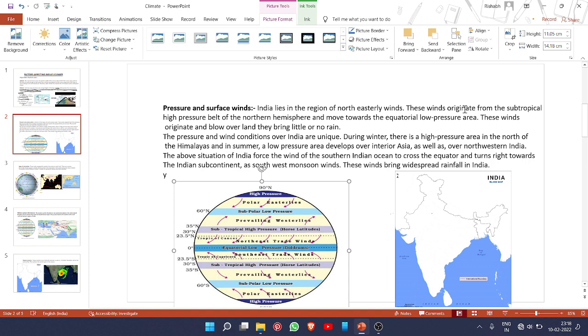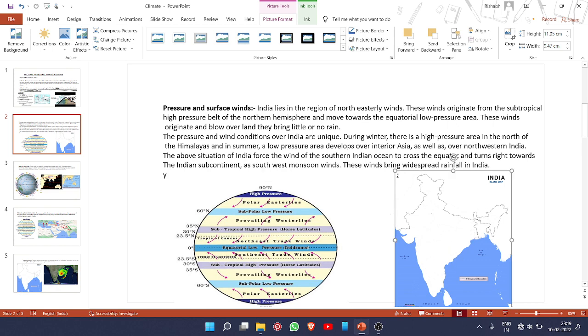These winds originate and blow over land. They bring little or no rain. You can see, if this is the part of India, this map is clear to you, I think. Then what happens? The winds start from this direction, northeast to southwest. It is almost moving from land to land.